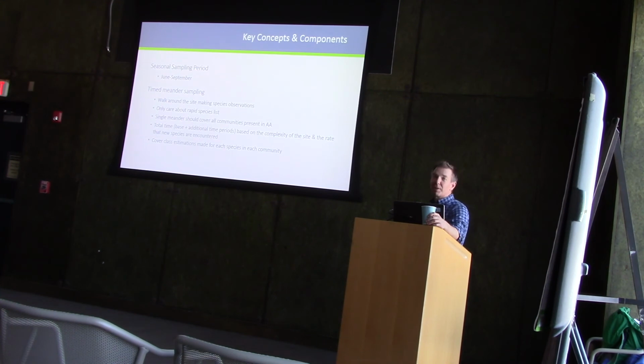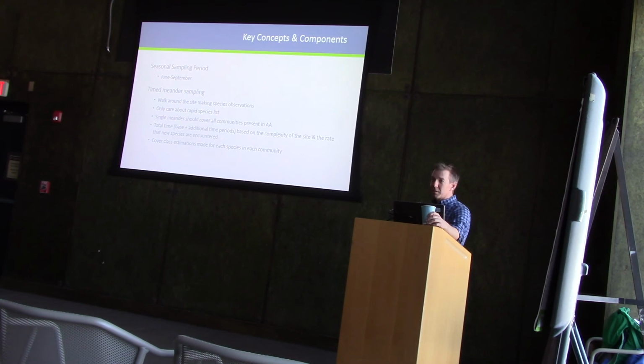Timed meander sampling. This is the other big piece of the rapid part. So, sampling for this, we don't need any plots. We don't need any transects. That stuff takes too much time, right? We gotta be fast. So basically all we're doing is walking around the site. We're trying to take kind of a representative path around the site. And we have some very simple timing rules to try to help equal out your effort.